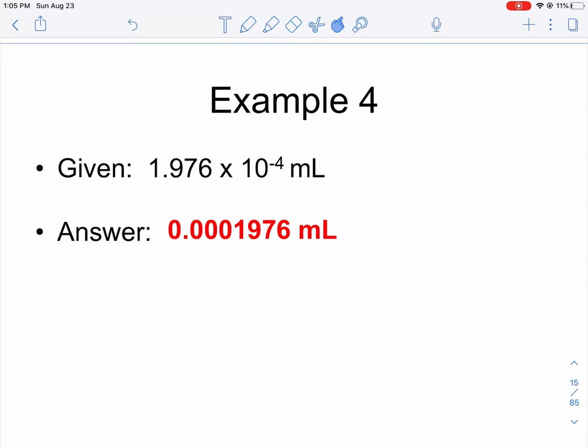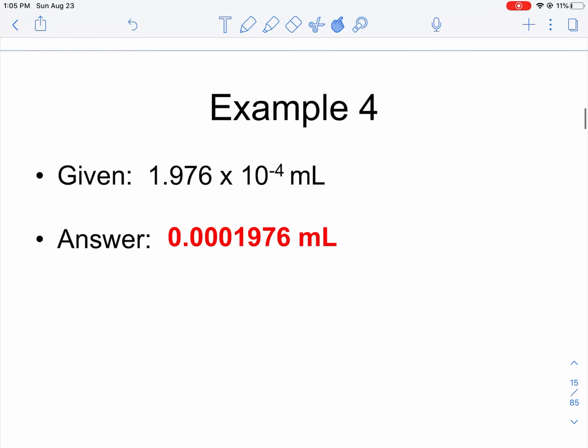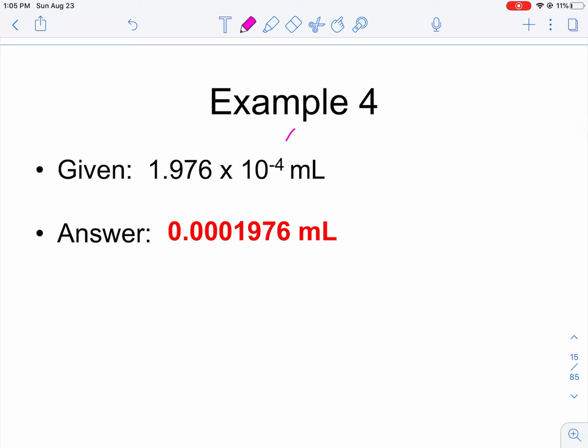Here we've got a number less than 1, so it's a super small number. And we're going to go the opposite way. We're going to go to the left because it is a negative exponent. Okay, so it's a negative exponent. We go to the left. It's less than 1. 1, 2, 3, 4. So you do need to remember your decimal place on this one. So fill it in with zeros. So we've got 0.0001976 milliliters.